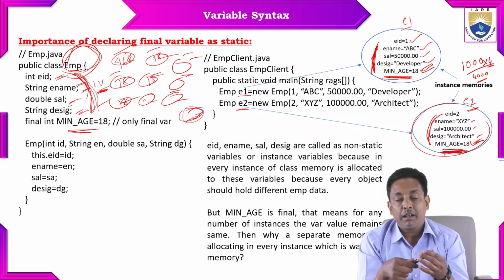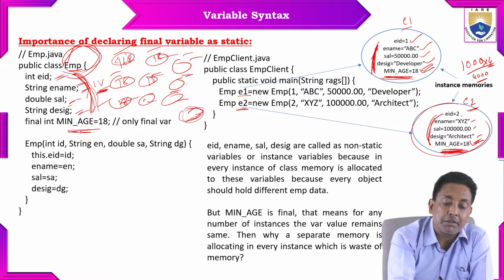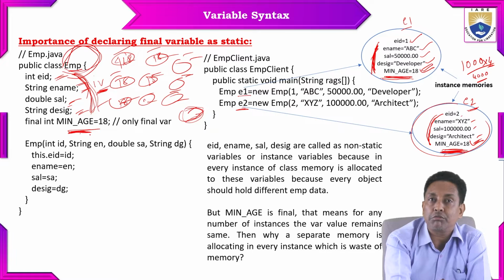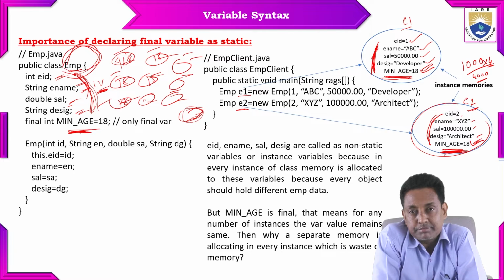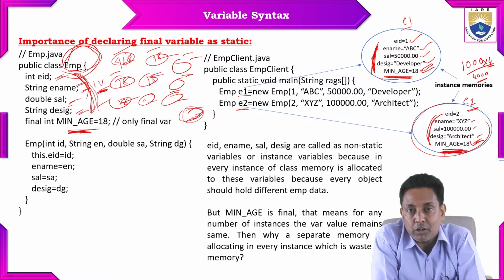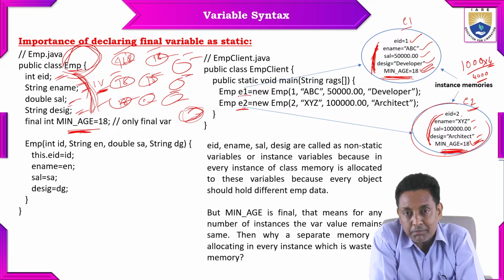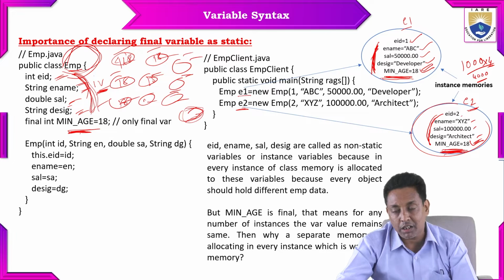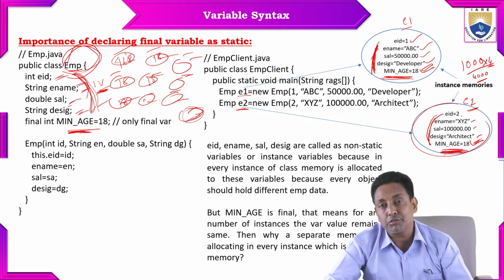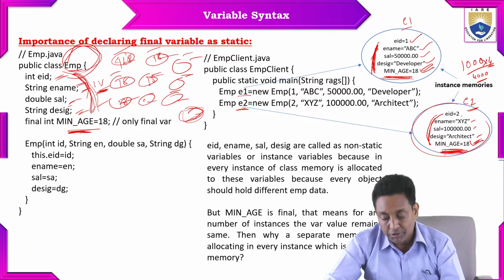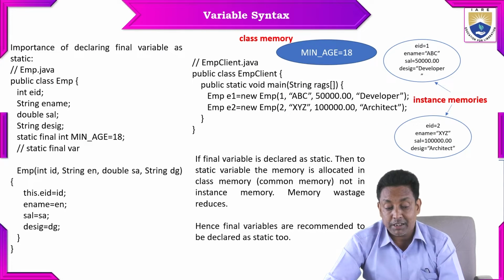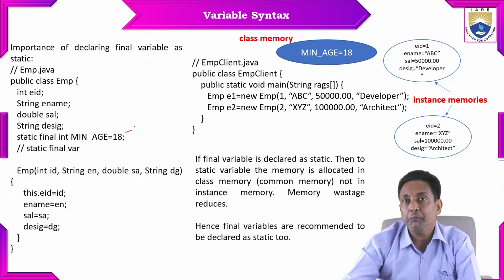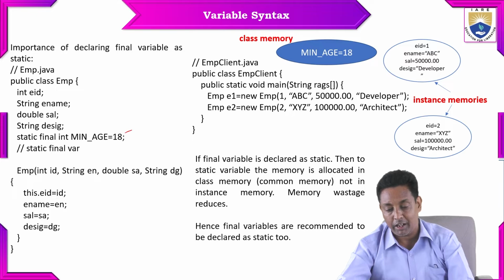Declaring a final variable as an instance variable leads to unnecessary memory consumption and poor memory organization. That's the point. The value of final variables is the same across any number of objects of the class. Then why are you unnecessarily allocating instance memory to a final variable? So, declare such variables as static: static final int min_age = 18.